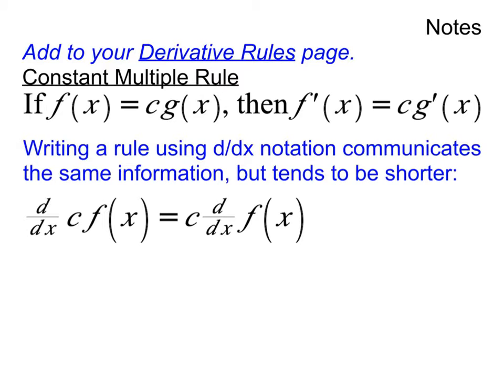Notice what it does for us by writing it with d over dx. It gets rid of the whole if this, then that kind of thing. So instead of having to write two different equations, we can write just one equation. If I'm taking the derivative of c f of x, then it's going to equal c times the derivative of f of x.